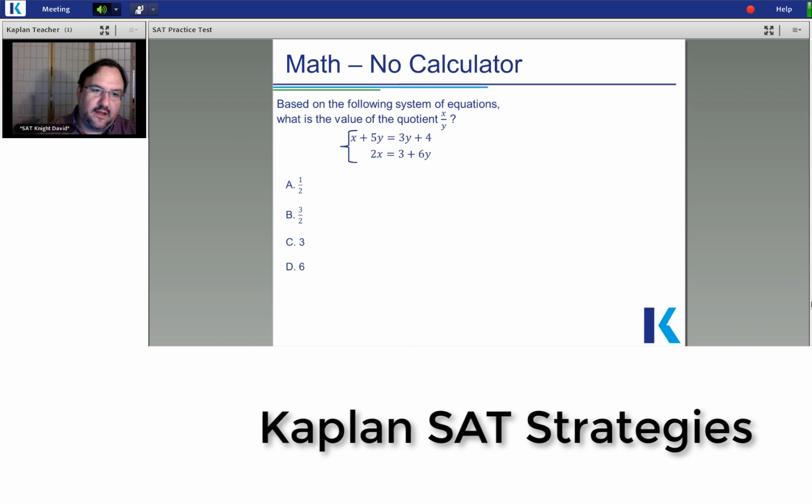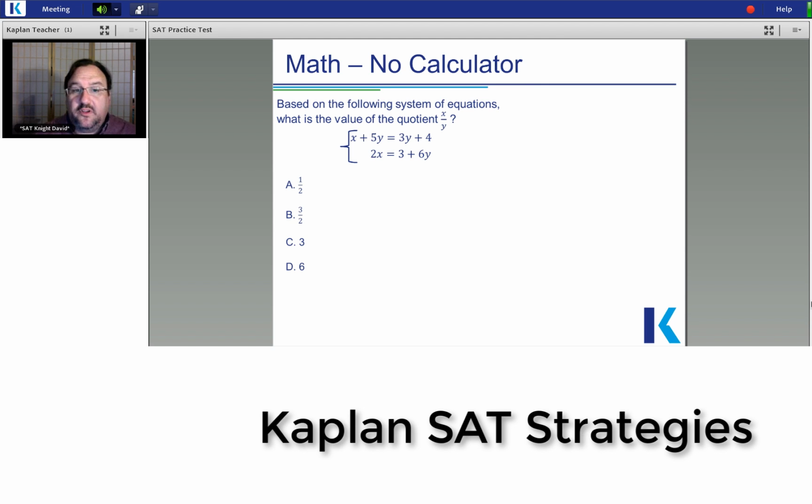Awesome. Now let's save the best for last. In the words of Vanessa Williams in her 90s hit, save the best for last. So we have this no calculator section. You still have to work through these. It's a short section, but it's a very important section, and you have to learn how to get through these questions. Some of that is going to be noticing certain things that the test makers always do.